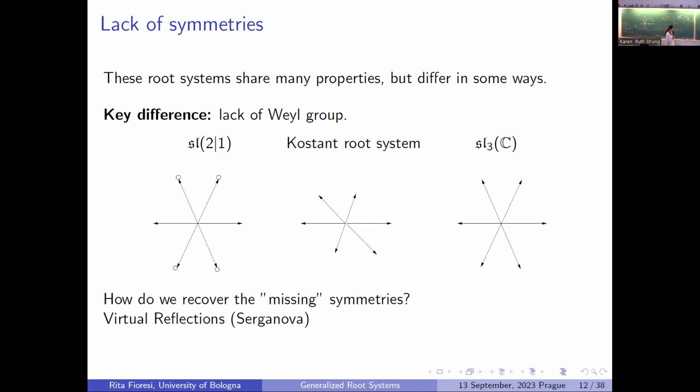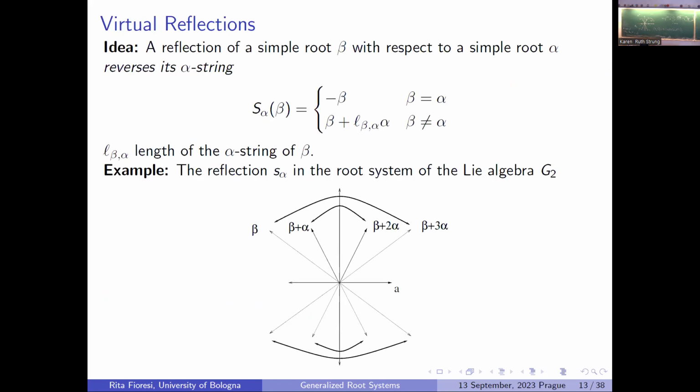Serganova defines what is called virtual reflection, and we speak about it now, and she defines the Weyl groupoid. We avoid the Weyl groupoid because we don't think we need it, but we look at the virtual reflection, okay? So this is what we do. So what is a virtual reflection?